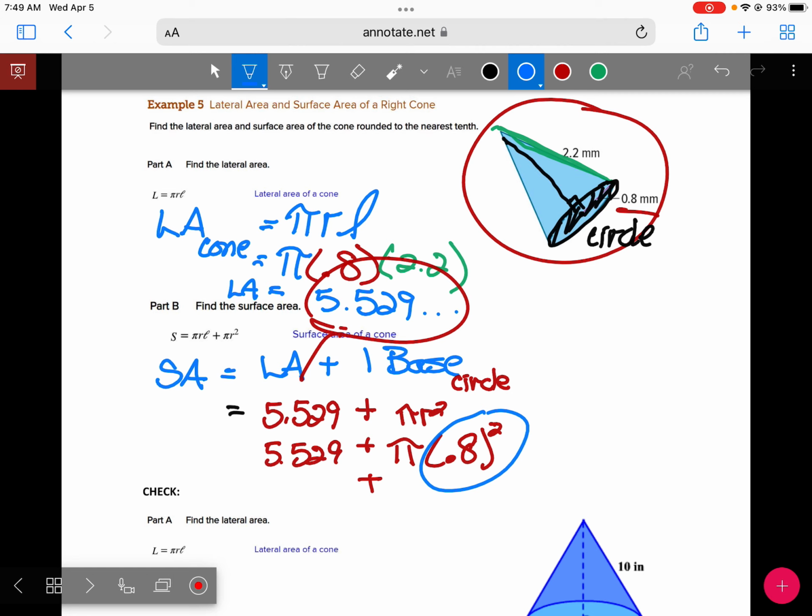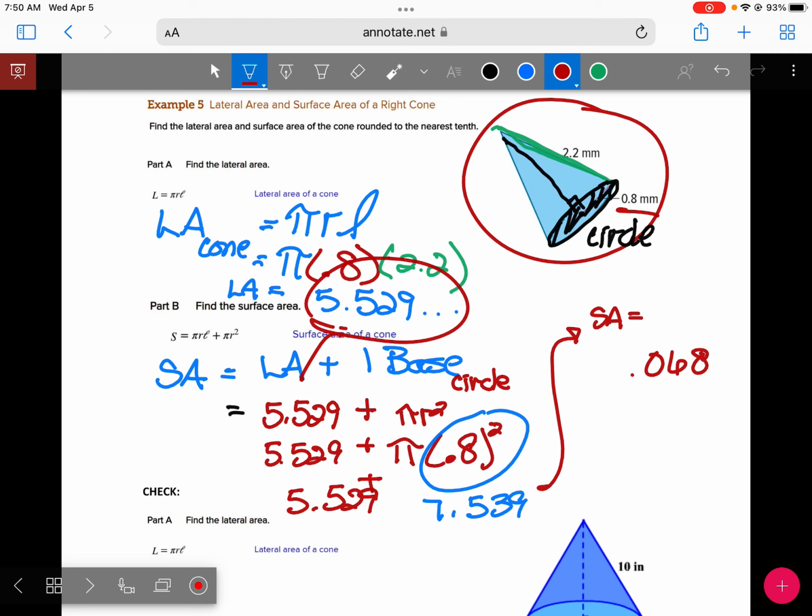And I don't have that number handy. I really don't, because I left mine in terms of pi. 7.539. Okay. Anybody else get that too? Check, check. So that plus 5.529 should give a surface area of, oh geez, 18, 6, 10, carry the 1, something like 13.068.